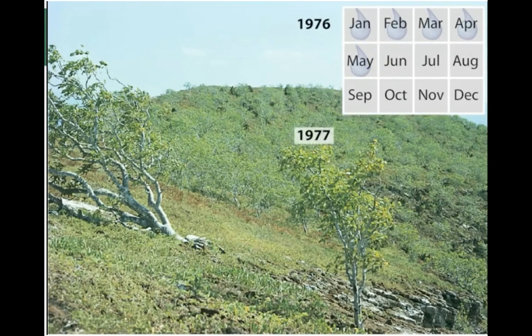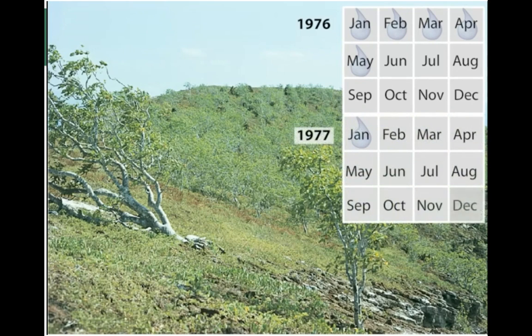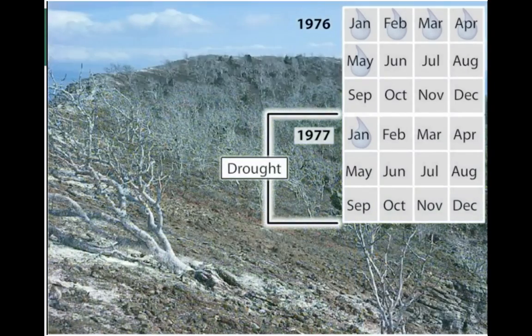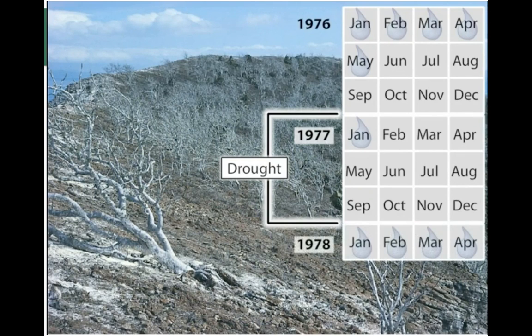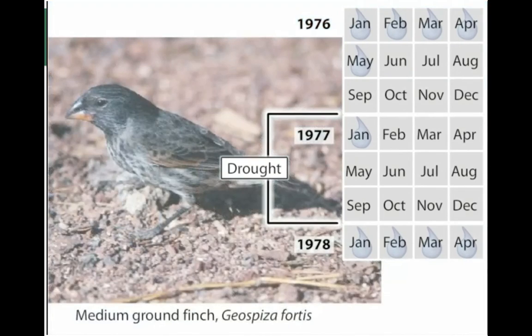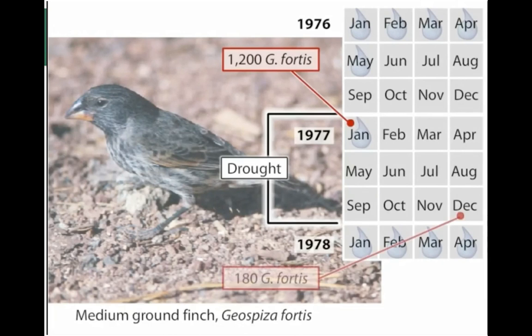However, in 1977, a small amount of rain fell in January, but then no more rain fell the rest of the year. During this severe drought, the plants withered and many animals died. It wasn't until 1978 that rain returned. The population of medium ground finches on the island suffered severely during the drought. At the beginning of the year, 1,200 medium ground finches lived on the island. By the end of the year, only 180 remained.